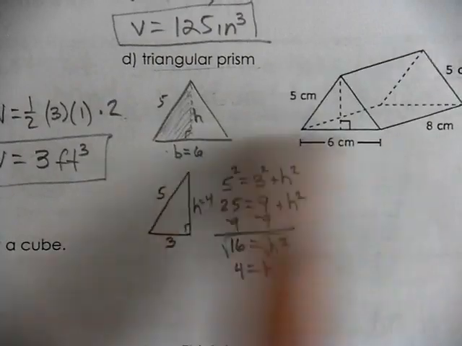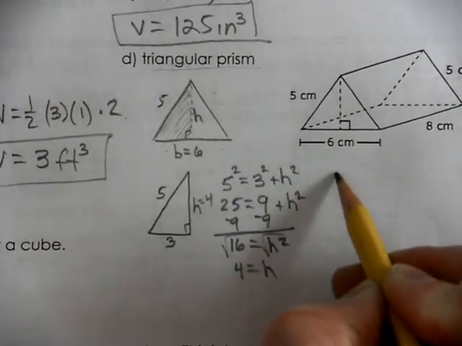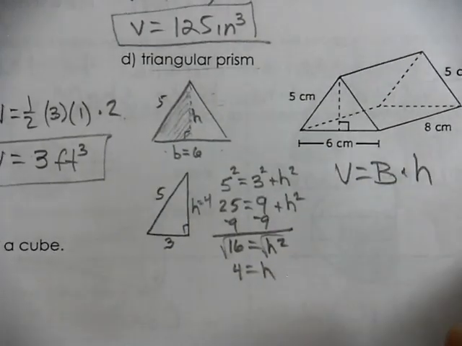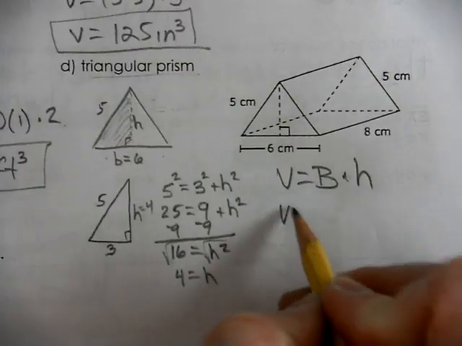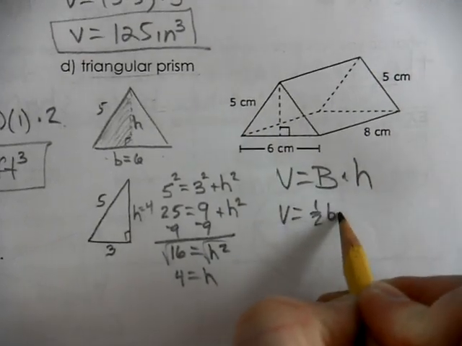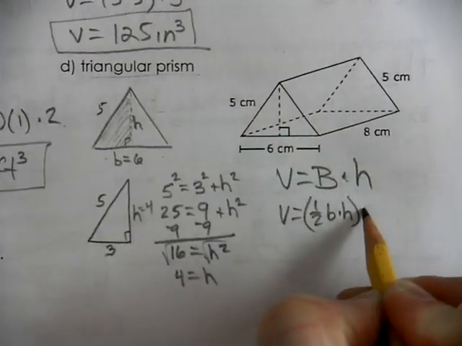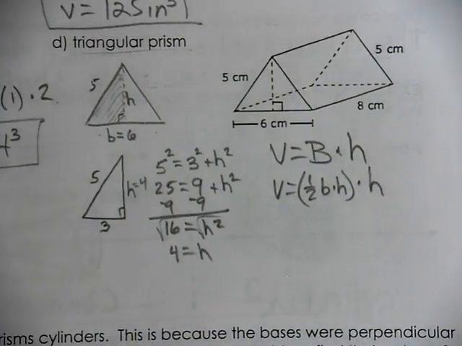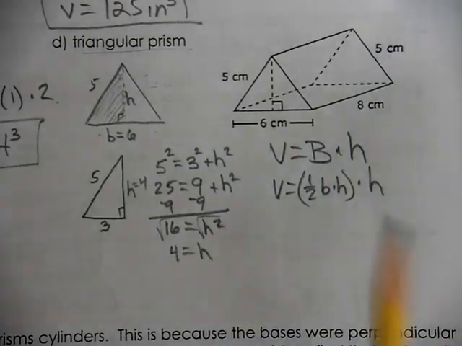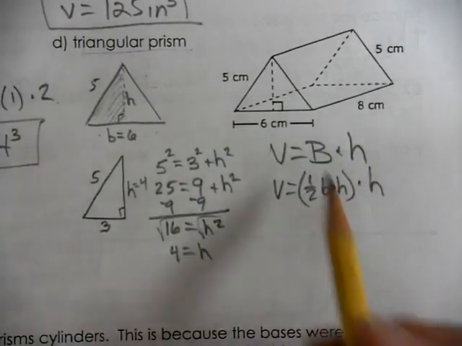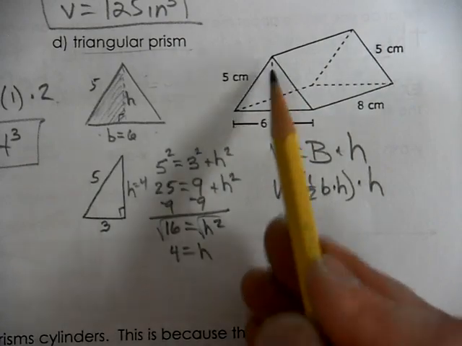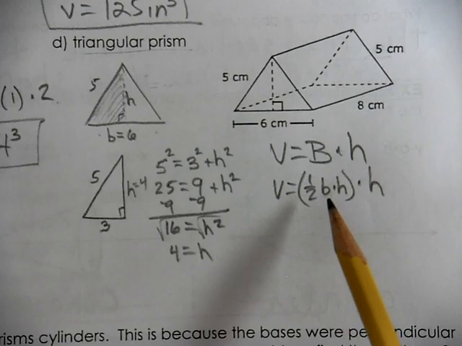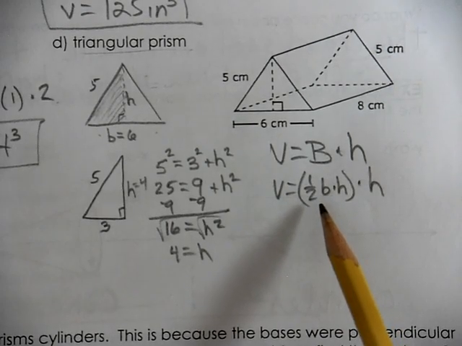So the area of this triangle, let's think back to the volume. The volume is the area of the base. So the area of this base is half of b times h, times a height, which is a distance between the bases. So we're using height in two different spots. We're using height for a triangle and we're using height for the distance between the bases. It's very confusing. I wish the terminology was the same.